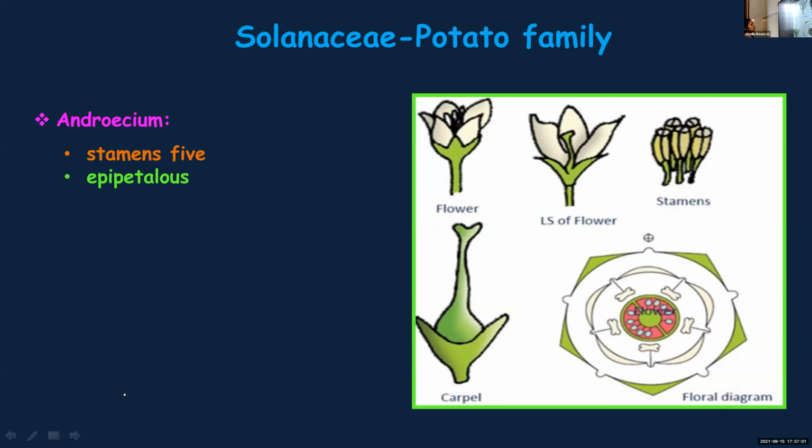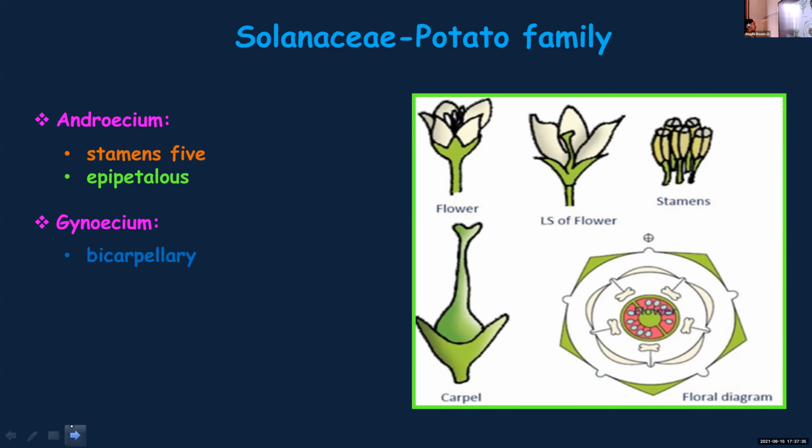Epipetalous. Shabari, what is meant by epipetalous? Epipetalous, epiphyllous, epipetalous. It's about stamens, androecium. They have petals at the bottom. They are attached to petals. Forgot, no? They are attached to petals. That is epipetalous.